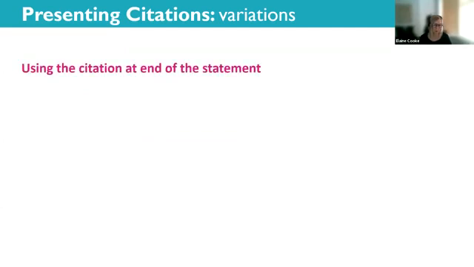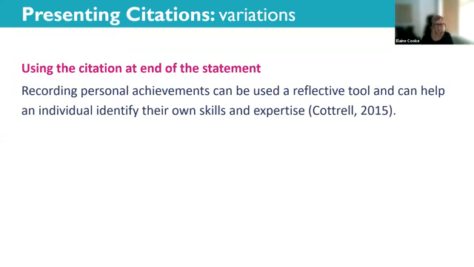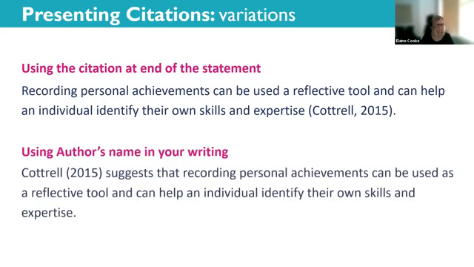And there are different ways of citing. You can either use the citation at the end of the statement. So here you've got your statement, and then in brackets at the end, you've got the author and date. Or you can use the author's name in your writing. So here, Cottrell, and then in brackets the year, suggests that. That's embedding it within the actual sentence rather than putting it at the end.